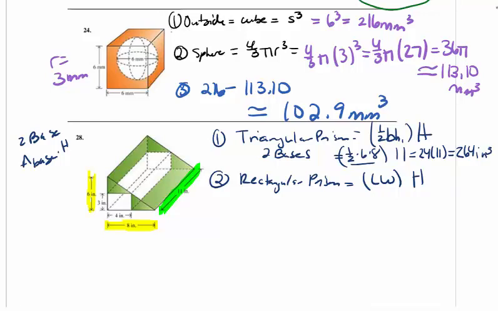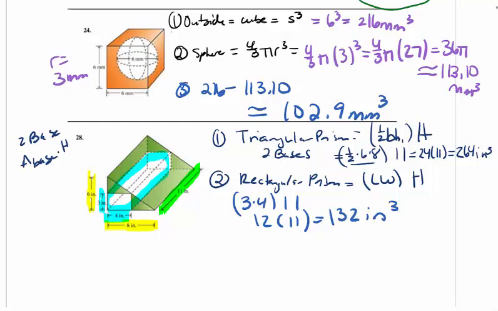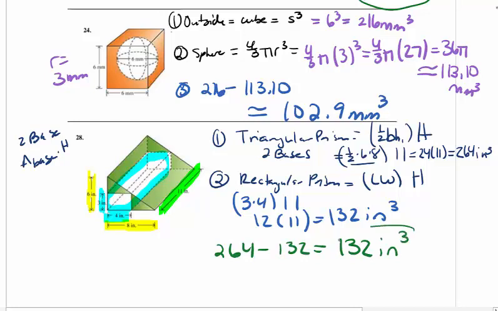For the inside piece, which is my rectangular solid, we are dealing with the 3 inches, the 4 inches, and for this one, the height overall is still the same. So my length times the width will be 3 times 4 times the 11 for the overall, which is in green. So that's 12 times 11, which gives me 132 inches cubed. We subtract these 2 to get my answer of my shaded region that's left over. So 264 minus 132 gives me 132 inches cubed. That is my answer for number 28.